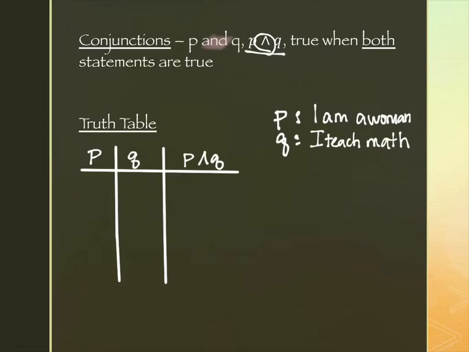So the first thing we're going to do is recognize that one possibility when we're dealing with two statements is that each of the statements individually are true. So I'm going to be our case in point. If I walk in and I say, I'm a woman and I teach math, you would say that is a true statement because I am a woman and because I do teach math. Make sense? Both statements are true, so this would be a true resulting statement.